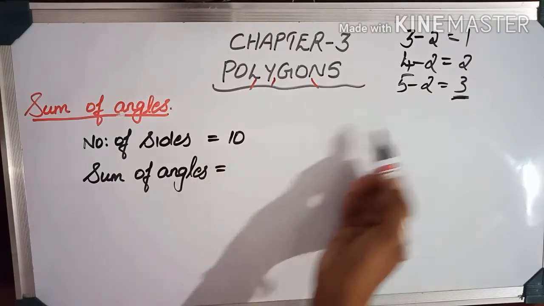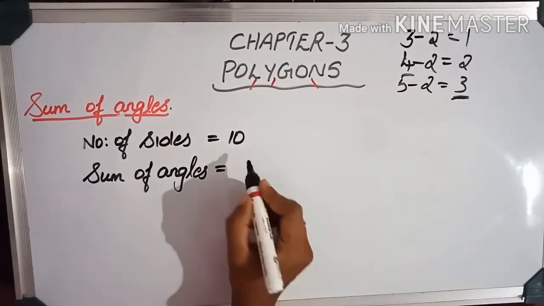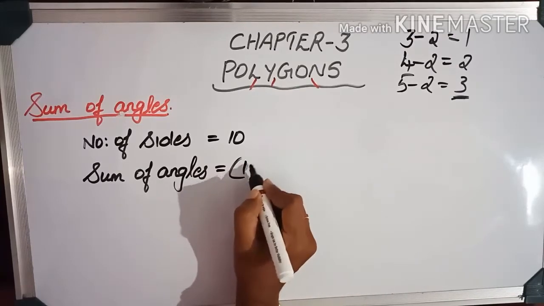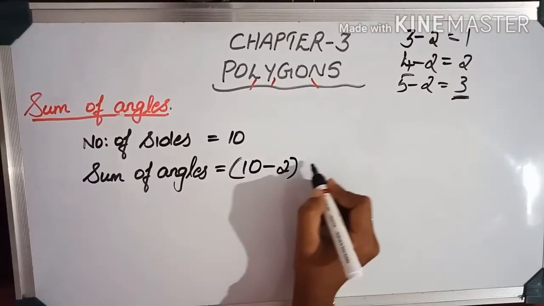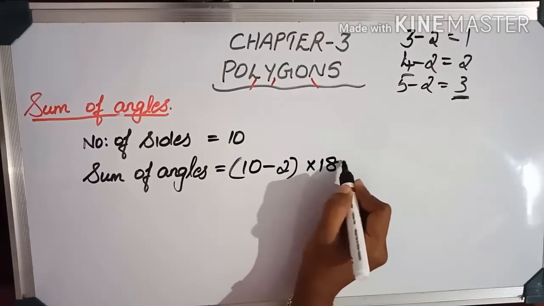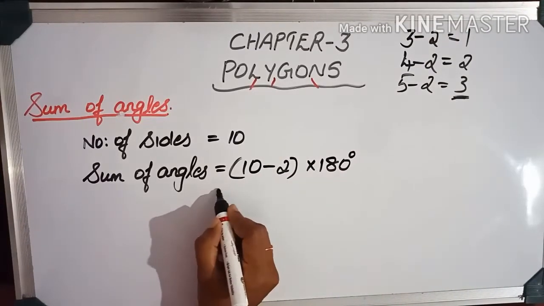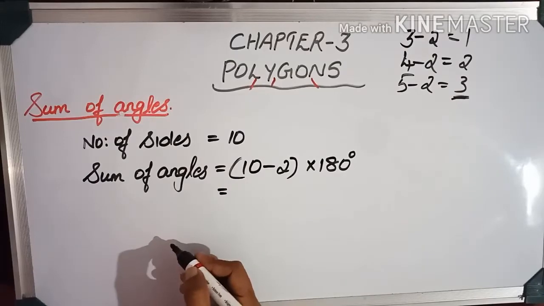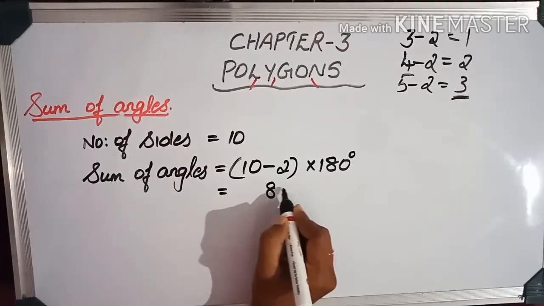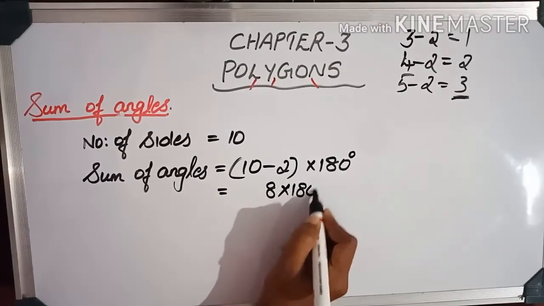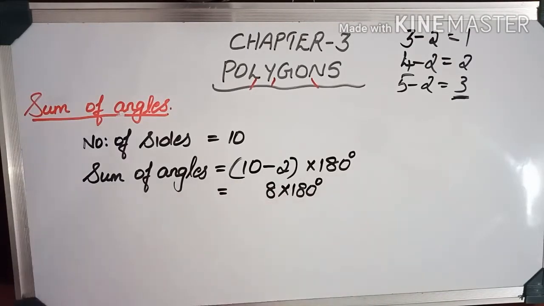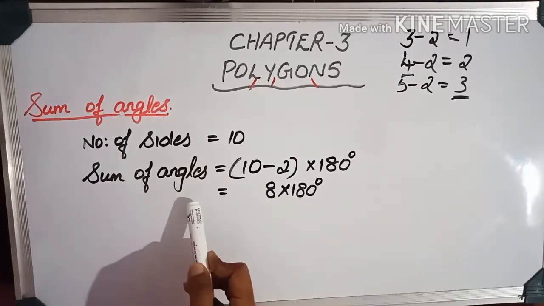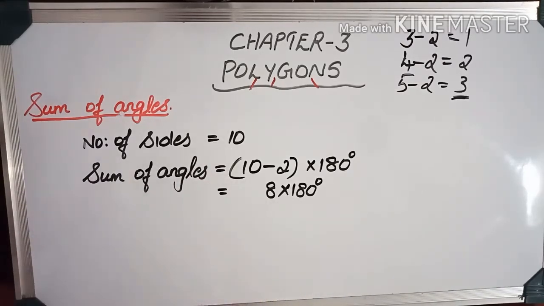So here how will we find the number? Just by subtracting 2 from the number of sides, that is 10 minus 2, and that number into 180 degrees. So 10 minus 2 is 8. Then 8 into 180 degrees. When you multiply 8 into 180 degrees, we will get the sum of angles of this particular polygon.